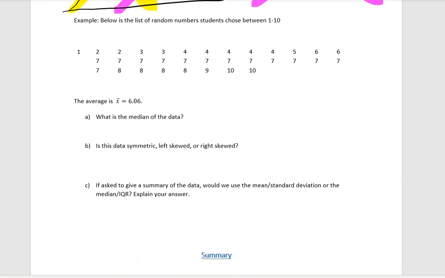Now what I'd like you to do is pause the video and try this next example on your own and see how you do. I'll give you a hint before you get started. N, the sample size, is 33.